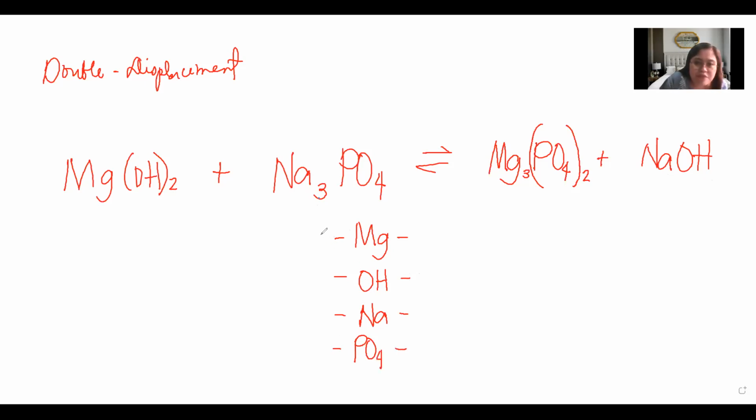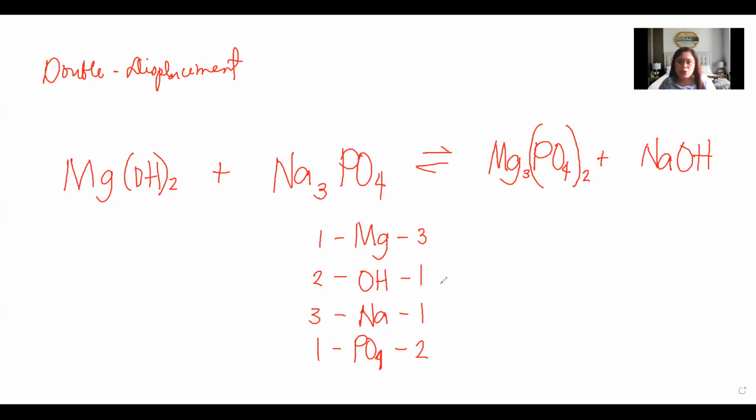Okay? So, we have 1 magnesium, 2 hydroxide, 3 sodium, 1 phosphate. Again, this is counted as one, not 4. Kasi ang 4 para kay oxygen lang yan siya. And that is really the chemical formula for phosphate, PO4. And then magnesium is 3. Phosphate here, the subscript is 2, meaning you have 2 phosphates on the product na side. And sodium is 1, OH is 1. So hindi talaga balanced ang ating equation.